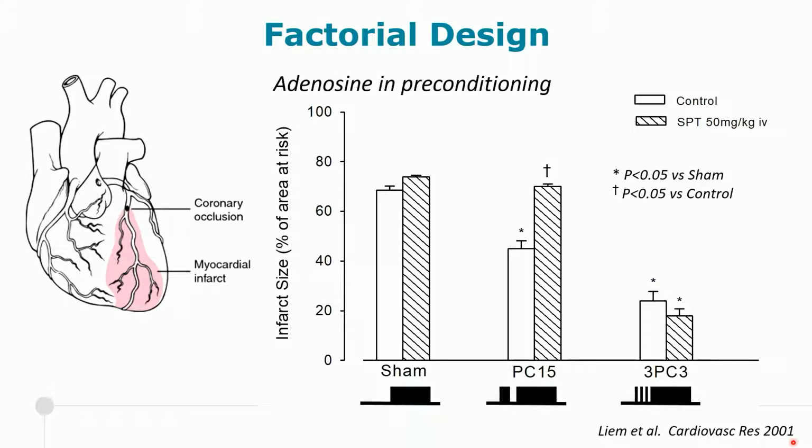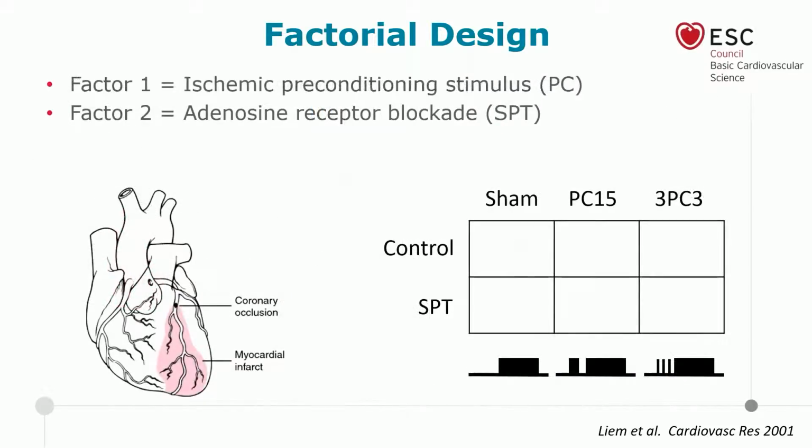But the proper way to do it, if you analyze how the study was actually set up, is that we have 3 interventions. That's a sham, so that's only the coronary artery occlusion of 60 minutes. We have preconditioning with 15 minutes or preconditioning with triple 3 minutes. And then those 3 groups, we do it under control conditions, and we do it in the presence of sulfaphenylthiophylline, the adenosine receptor antagonist. So factor 1 is the preconditioning stimulus, and factor 2 is the adenosine receptor blockade. So this is a 2x3 factorial design.